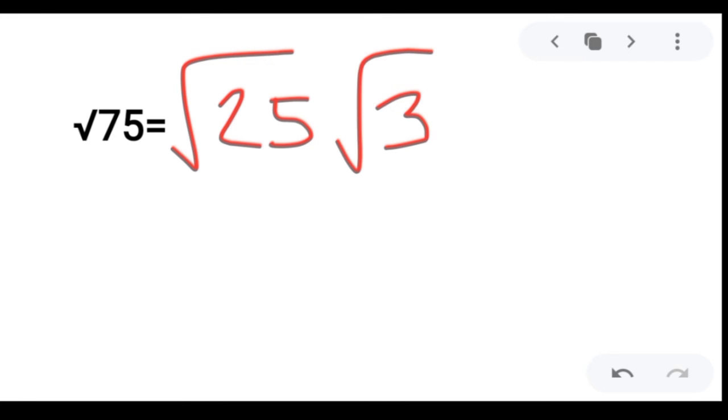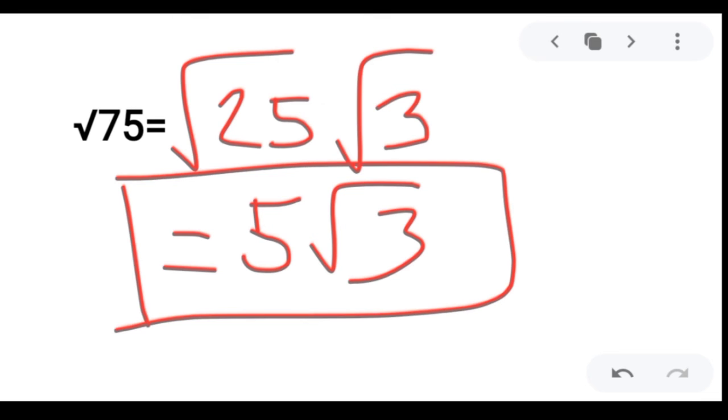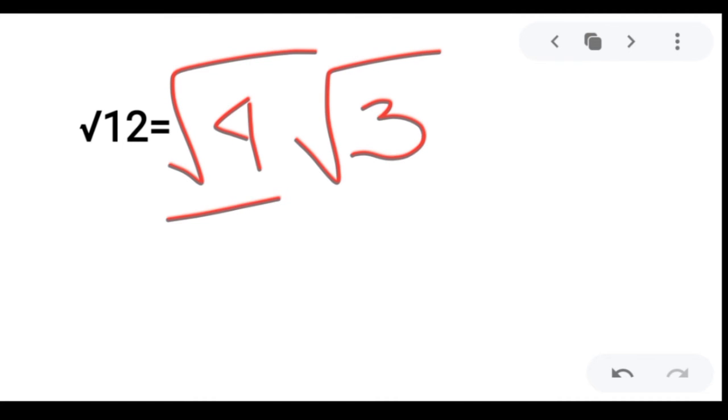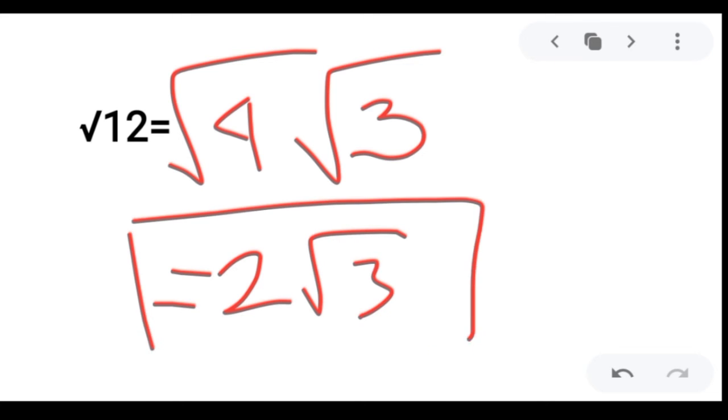The other given, 75 imperfect square. Hanap tayo ng perfect square na pwedeng multiply sa pinakababang number. So 25 times 3 is 75. Ngayon, perfect square na to, pwede natin siya i-simplify. So 5 times 5, 25 square root of 3. The answer is 5 square root of 3. The other given is 12. 12 is imperfect square. So hanap tayo ng number na perfect square, pwede multiply. 4 times 3 is 12. So perfect square na siya. So simplify. 2 times 2 is 4, square root of 3. The answer is 2 square root of 3.